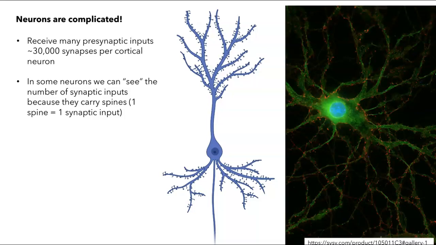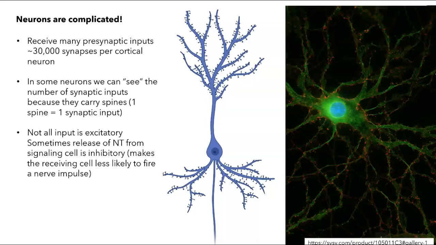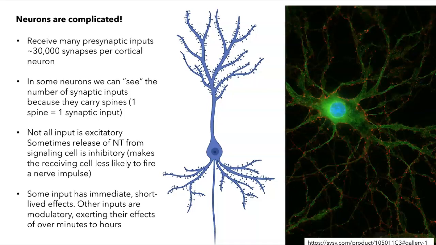Adding to the complexity is that not all of the input coming into the cell is going to be excitatory. Sometimes the signaling cell will release a neurotransmitter and inhibit activity in the receiving cell. It will make it less likely to fire a nerve impulse. Another complication is that some inputs are short-lived, while others can have a long-term impact. The excitatory neurotransmitter that I told you about, glutamate, has immediate, short-lived effects, but other inputs to cells can be modulatory. They can exert their effects over minutes or hours.